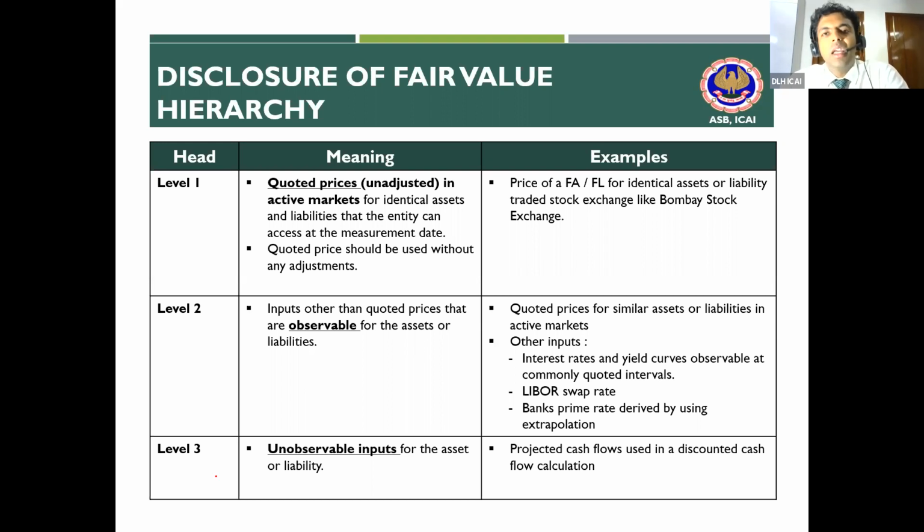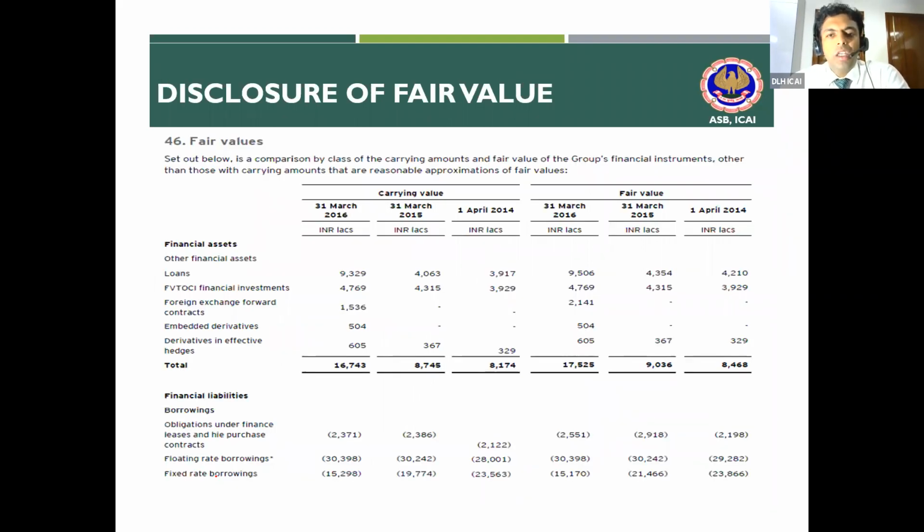What is level 3? If I have given a security deposit which is to be refundable after 5 years, then I am applying the income approach to compute the fair value. That means there is no comparable information available. These information are unobservable input basically, right? Those are called level 3. So multiple disclosure needs to be given.